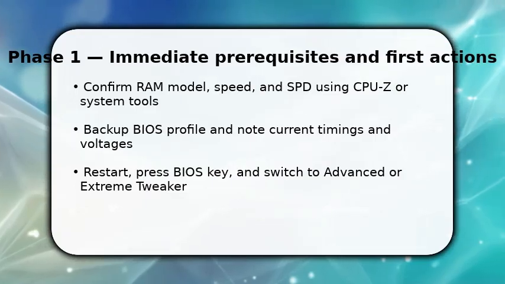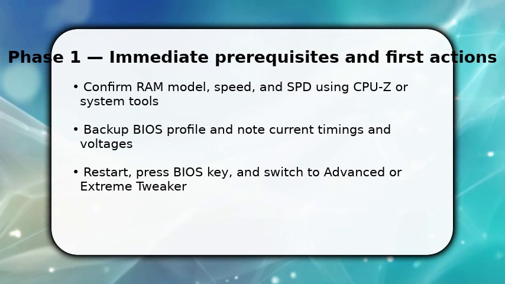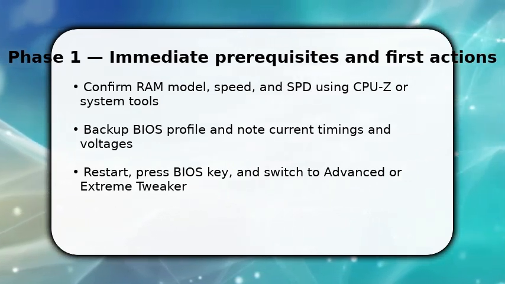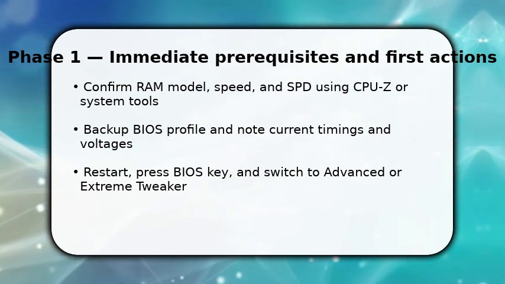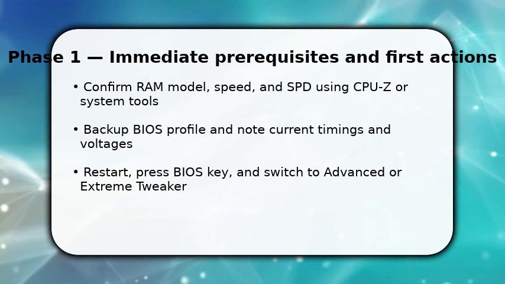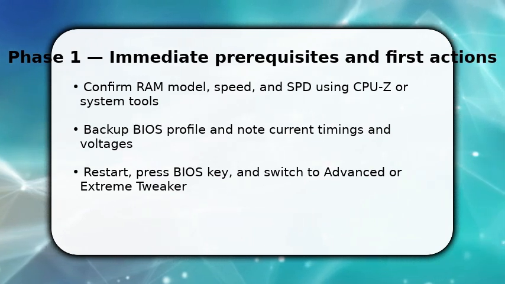You begin by confirming what you have. Use CPU-Z to read SPD and current timings so you know the baseline. Once done, create a BIOS profile backup and write down primary values: CAS, tRCD, tRP, tRAS, and voltage.